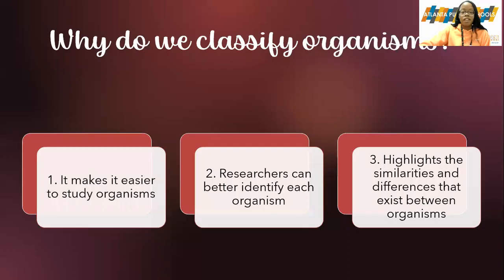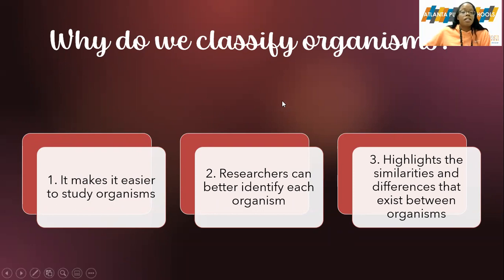So why do we classify organisms? There are 3 main reasons why scientists use this system. The first one being that it makes it easier to study organisms. That's pretty straightforward. If there was no system or criteria for scientists to follow, it would be very hard to identify and label what an organism is, especially if it is newly discovered.